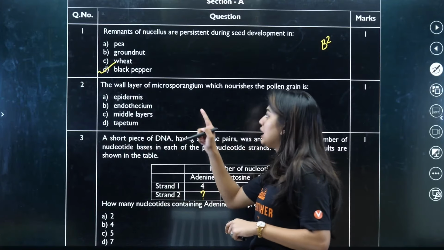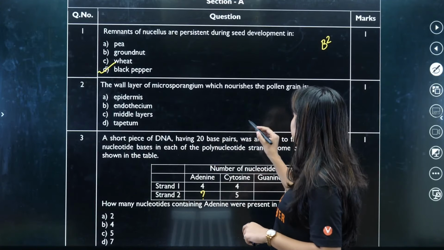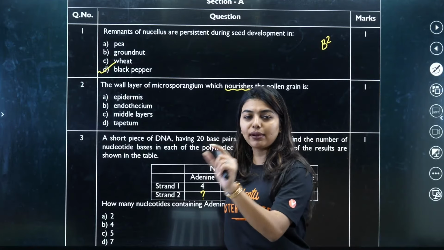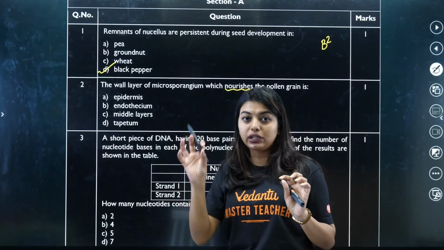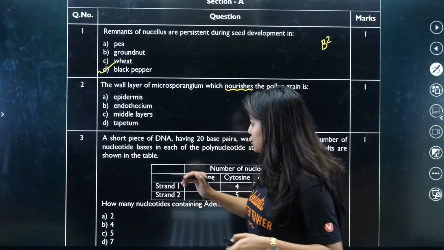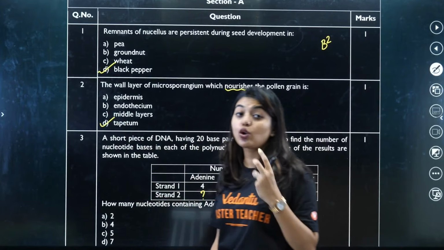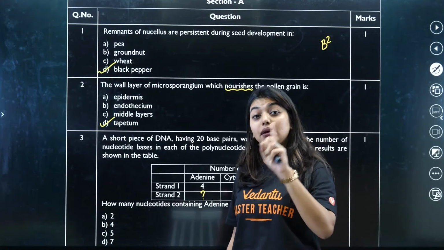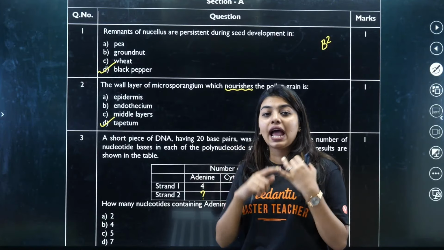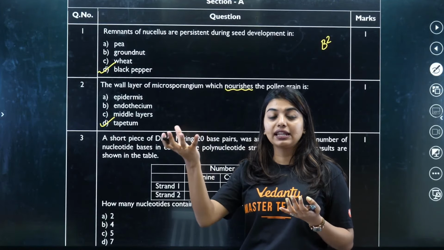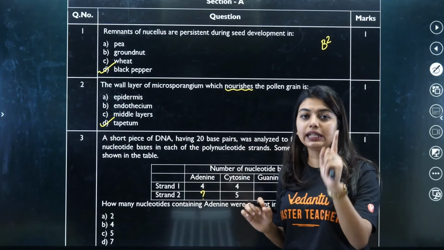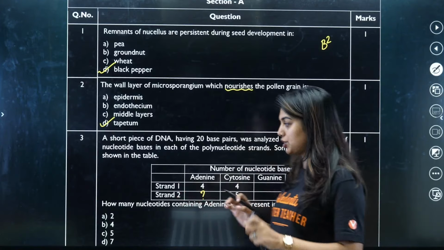Next one. The wall layer of microsporangium which nourishes the pollen grain. All of you know, elephant eats my tomato. Out of that, the last one, tomato, tapetum. That is the only one that nourishes. It also has dense cytoplasm. It is multinucleated. It also helps in the formation of sporopollenin and helps in the synthesis of callase enzyme, which will actually help in the separation of the microspores. All this I have done in detail in the class on sexual reproduction in flowering plants.